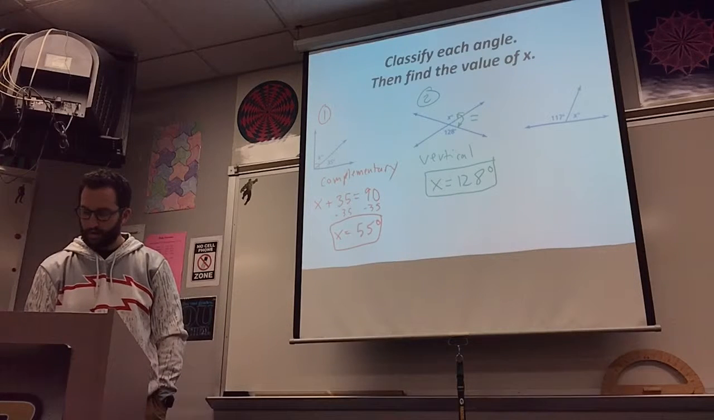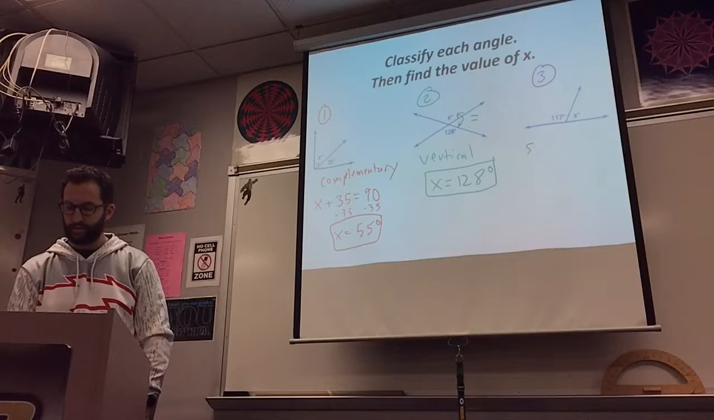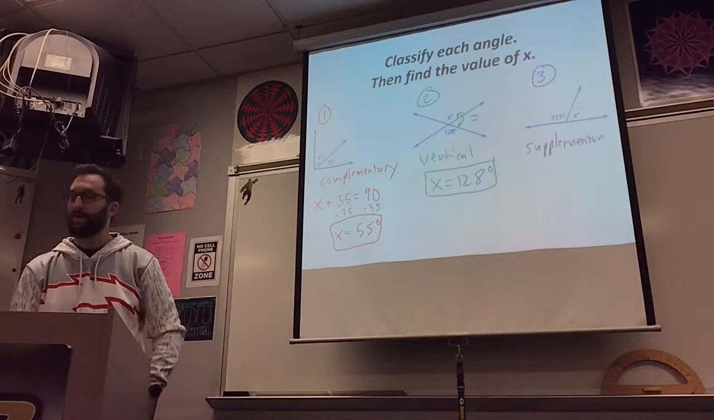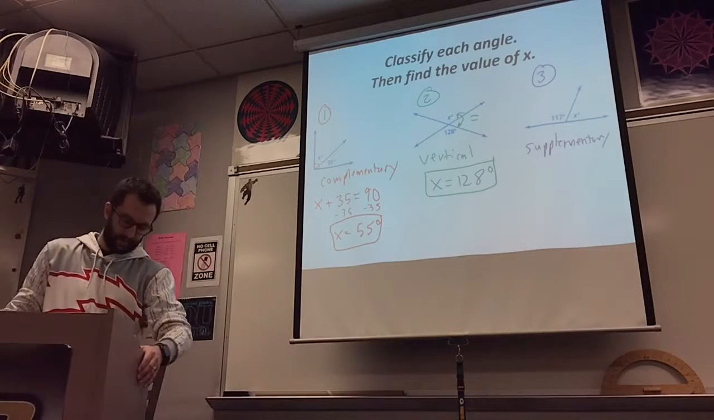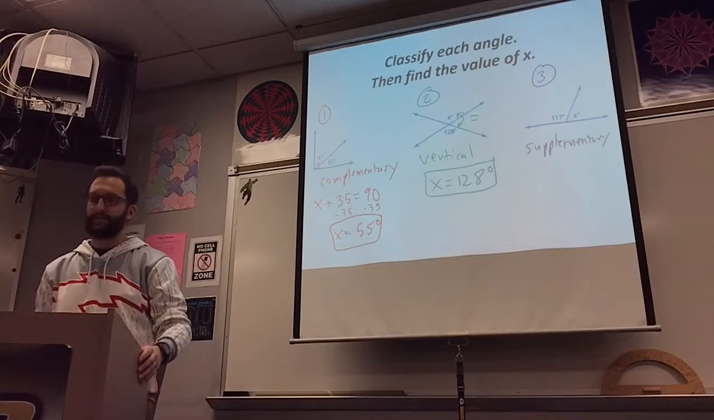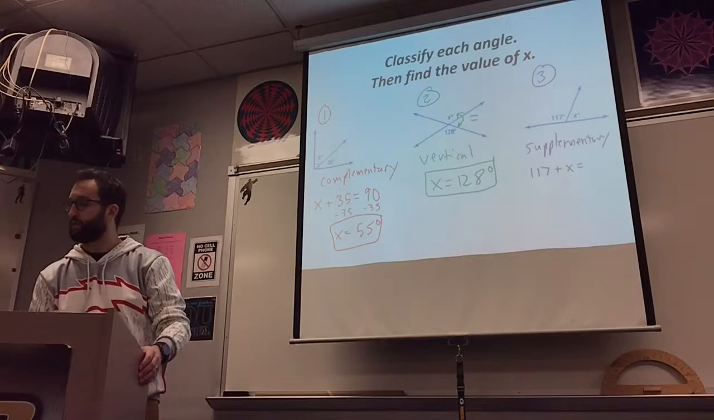And then the last one here, number 3. What are those? Supplementary. And what can you tell me about supplementary angles? Supplementary angles form a straight line, which means they do what? Add up to 180. They add up to equal 180. So 117 plus x equals 180.